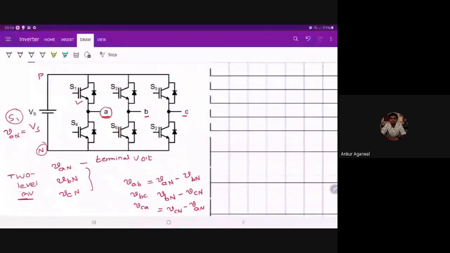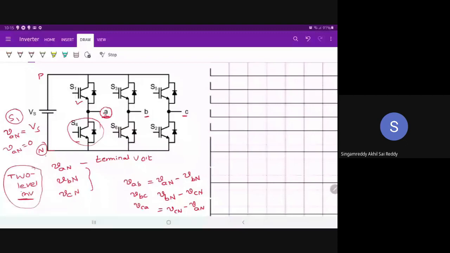Similarly, if S4 is on, what is the voltage VAN? It is zero, because this point A is directly connected to N. So it is producing two levels in the terminal voltage: Vs when the upper switch is on, and 0 when the bottom switch is on. Therefore it is known as a two-level inverter.